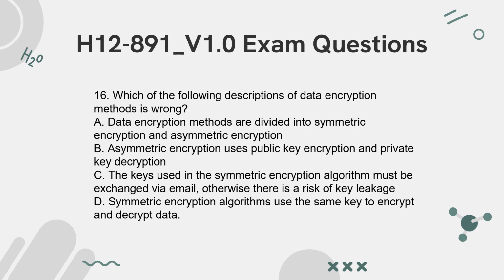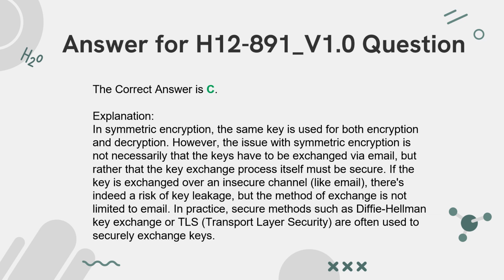Which of the following descriptions of data encryption methods is wrong? A. Data encryption methods are divided into symmetric encryption and asymmetric encryption. B. Asymmetric encryption uses public key encryption and private key decryption. C. The keys used in the symmetric encryption algorithm must be exchanged via email, otherwise there is a risk of key leakage. D. Symmetric encryption algorithms use the same key to encrypt and decrypt data. The correct answer is C.